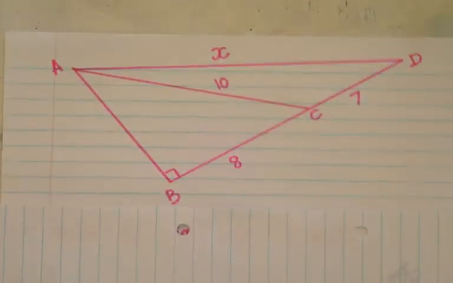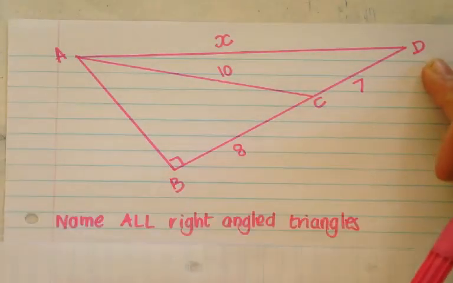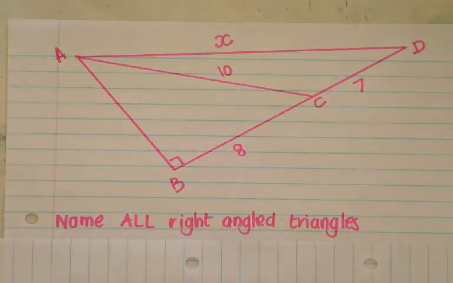My first question is, name all right-angled triangles that you can see. So a triangle name has 3 letters. Write it down onto your book. Triangle name has 3 letters. For example, triangle ACD is the name of a triangle. Now, I only want ones that are right-angled.